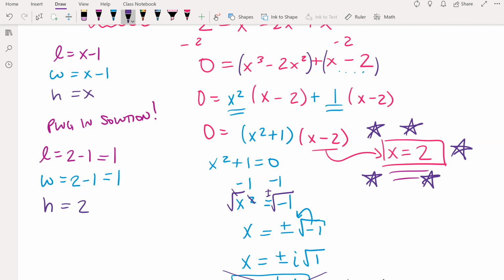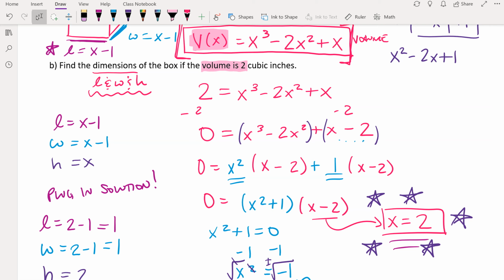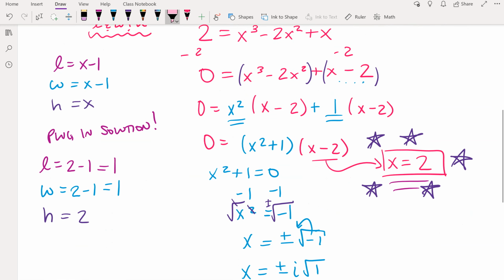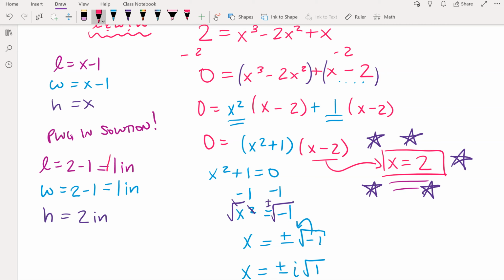Okay, and then the last thing we need is our units. So what are our units for this problem? If you read back in part B, it tells us that the volume is in cubic inches. So the units for length, width, and height are going to be inches. Length is 1 inch, width is 1 inch, and height is 2 inches. These are our answers, and we are done solving this problem.